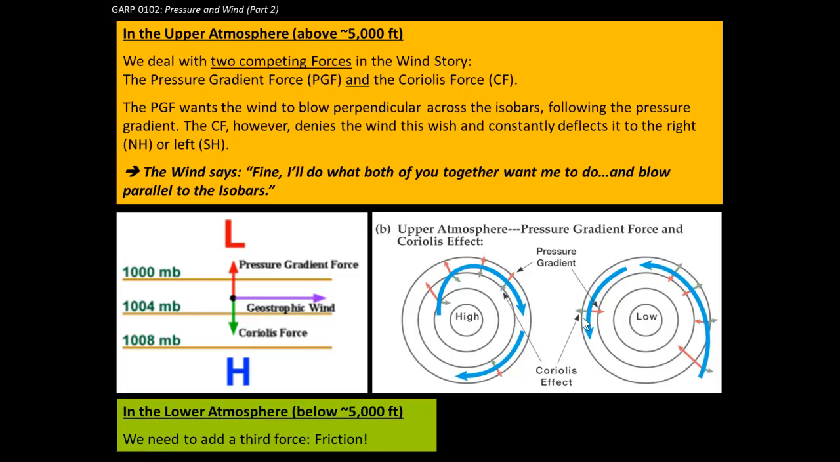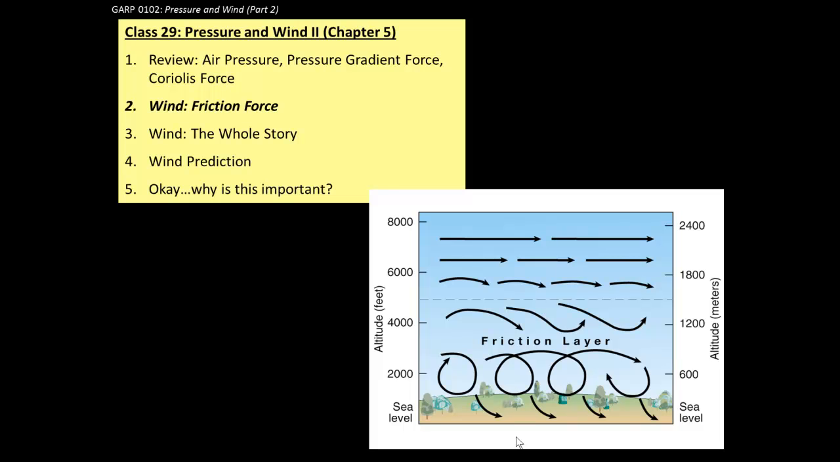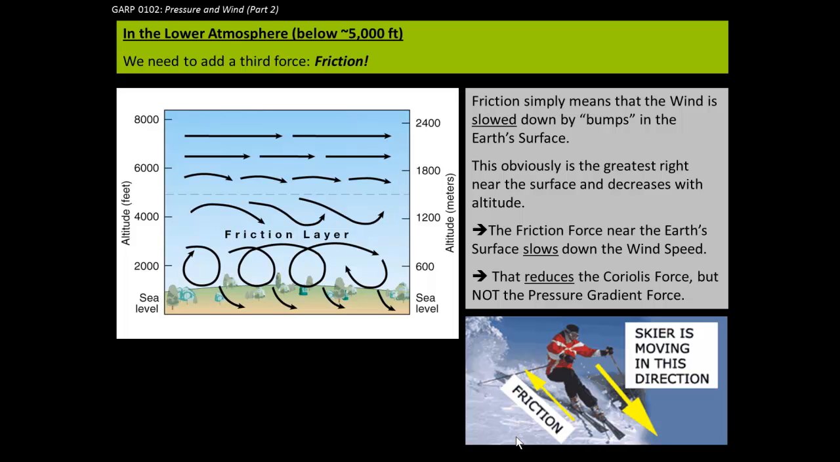That's the upper atmosphere. In the lower atmosphere, when you're close to the ground surface, sort of below 5,000 feet, you have to add friction. All right, let's talk about the friction force. Friction simply means that wind speed is slowed. That's what friction does for you. That's how your brakes work. When you apply your brakes, you apply friction to your rotors, and that slows down your car. Well, that's the same thing that happens with respect to wind and friction from near a surface.